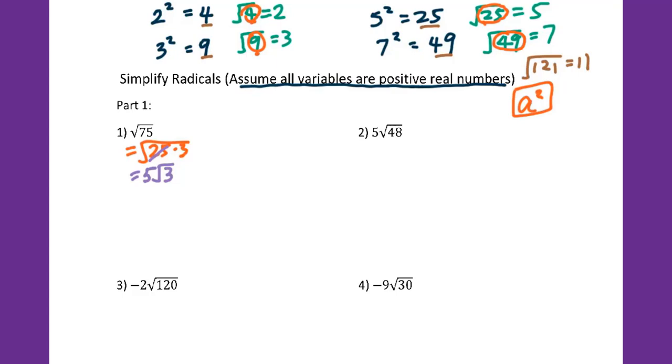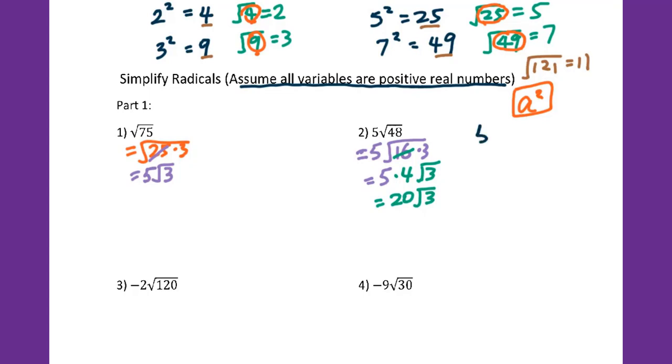For number 2, 5 square root of 48. If you know that 16 is a perfect square and 16 times 3 is 48, you can take the 16 out as 4. Multiply by this 5, and you will get 20 square root of 3.